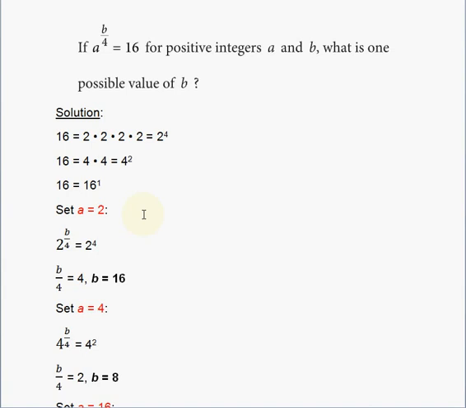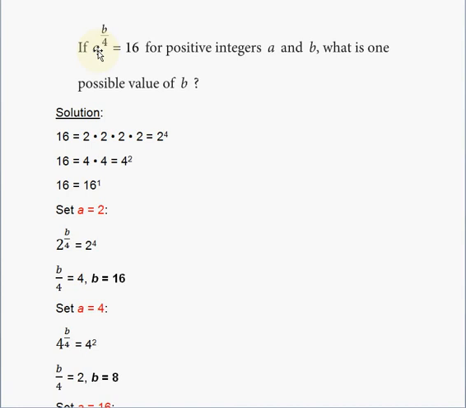Let's set a equal to 2. Be careful and read thoroughly: it says positive integers a and b, so a must be positive and an integer. We can't have a equal to 1, because if you raise 1 to any power whatsoever, it will only give you 1. There's no way to transform 1 into 16 if you have 1 as a base.